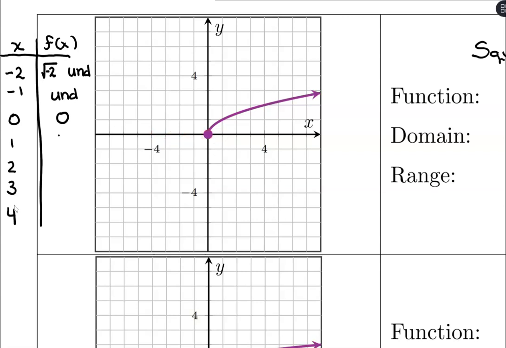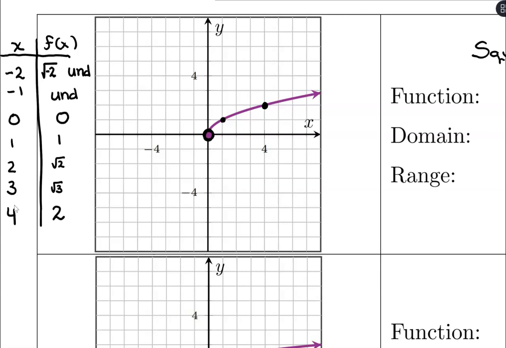And then we're going to have the square root of 1, which is 1. And then we have the square root of 2 and the square root of 3, which we could get decimal approximations for. I'm going to skip ahead to 4 because the square root of 4 is a nice number, 2. So when I'm graphing this function, I think of the coordinates (0, 0) to start, (1, 1), and (4, 2). That gives me a starting base for graphing this function here.